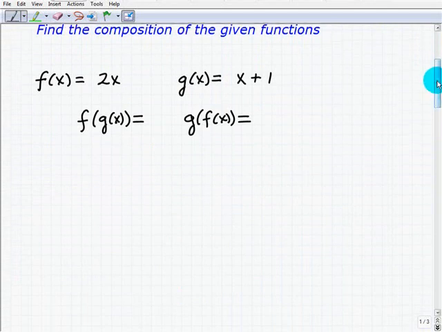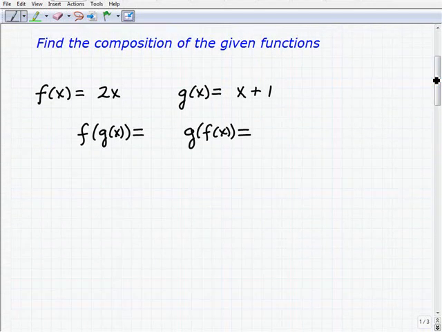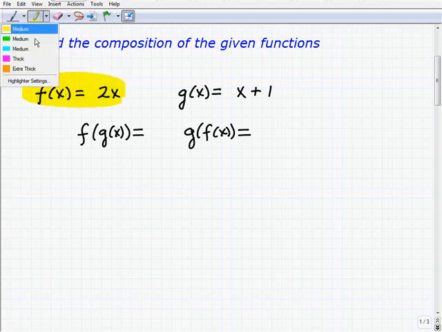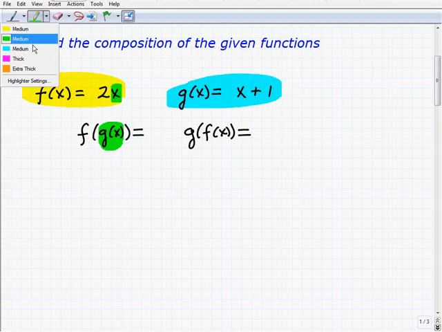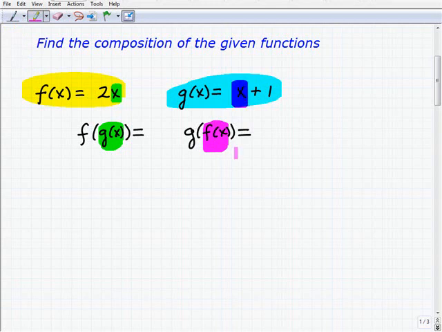We want to find the composition of these two functions. We have a function here, f of x, and another function here, g of x. We're going to find f of g of x. We're going to plug the g of x function into f right here. Then, using another color, we're going to plug the f of x function into the g function. That's what we're going to be doing. Let's start with the f of g of x function first.